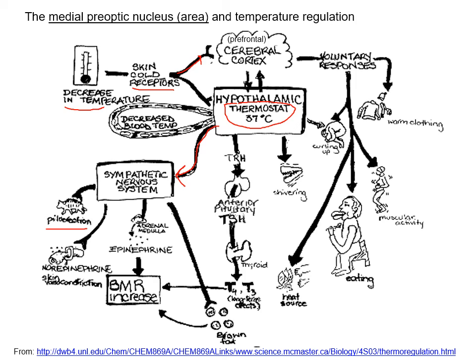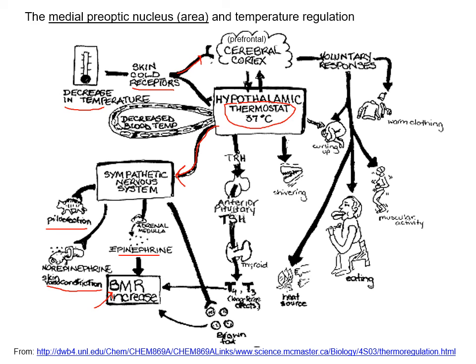One of these is piloerection, which refers to your hair standing on end to help retain body heat. Skin vasoconstriction, so closing up the capillaries to the surface of the body in an effort to maintain core body temperature. Signaling the adrenal medulla to release norepinephrine to increase basal metabolic rate. So these are a few ways through which the visceromotor control by the hypothalamus regulates core body temperature.